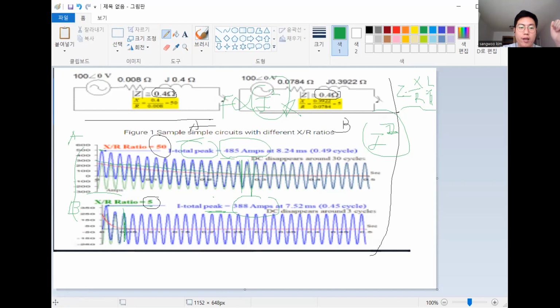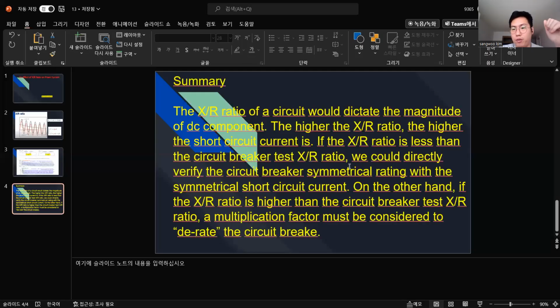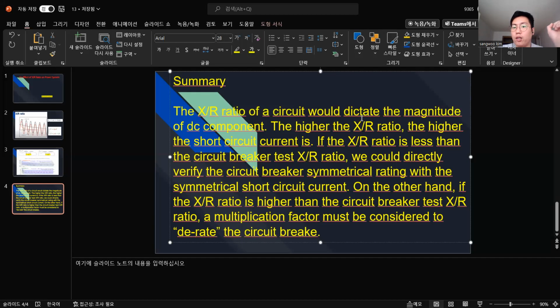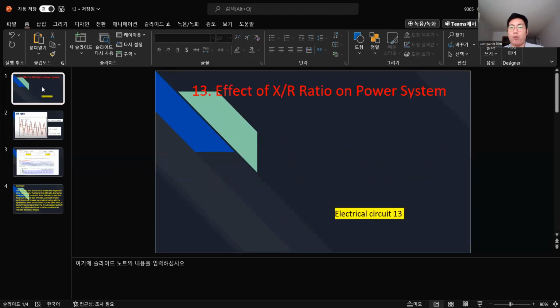So yeah, that's what I explained. The conclusion is something you can read later, okay? The R/X ratio of a circuit would dictate the magnitude of the DC component. And the higher the R/X ratio, the higher the circuit current is. We explained this, right?